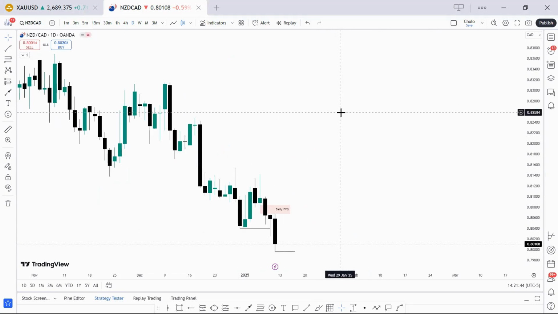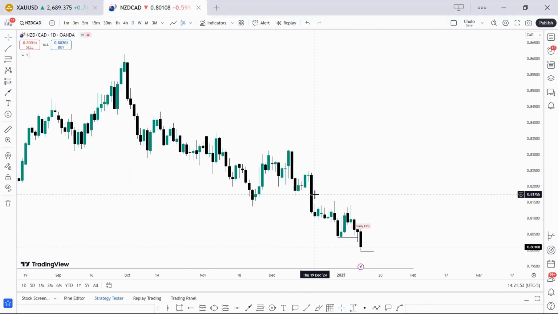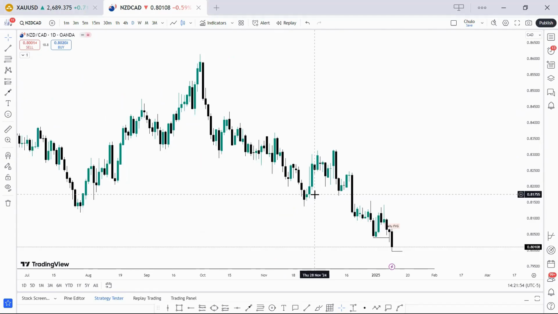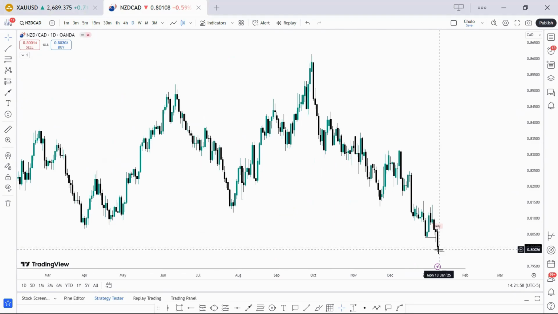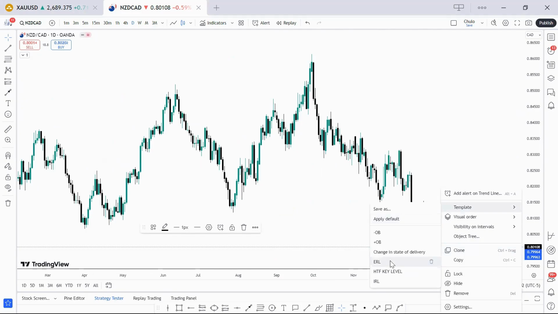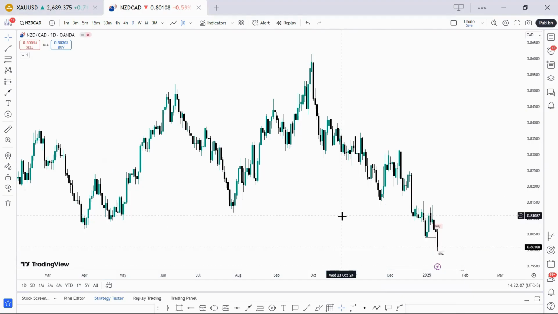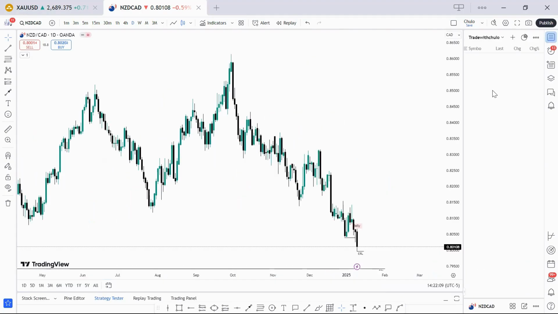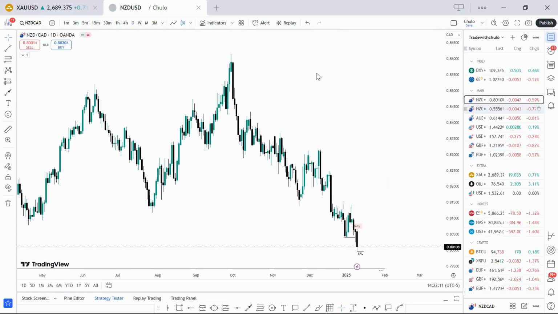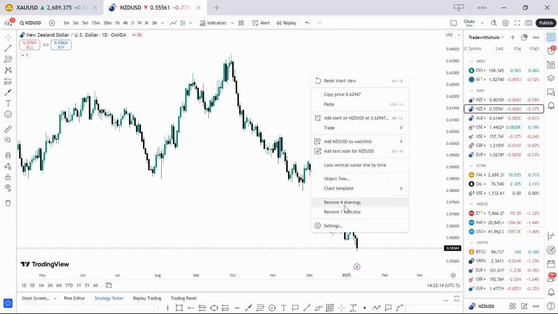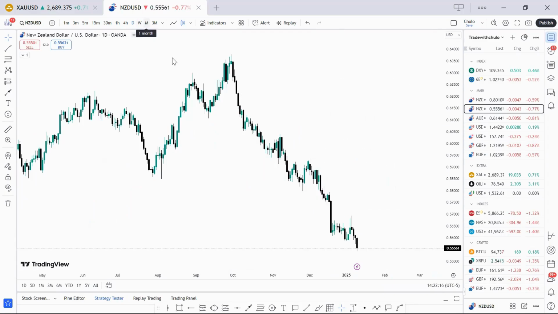So this is what I'm expecting on NZD card, the continuation of the bearish movement whenever price comes into our daily fair value gap. Okay, NZD card, we are bearish on NZD card, waiting for price to come take out this external range liquidity here, and also this external range liquidity here as well. All right, so let's quickly take a look at NZDUSD. Remove all the drawings.